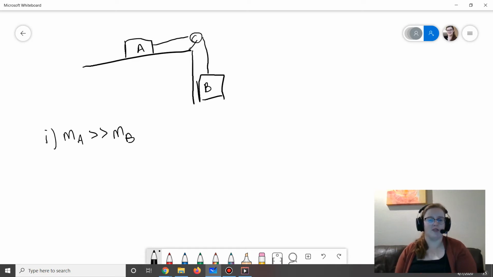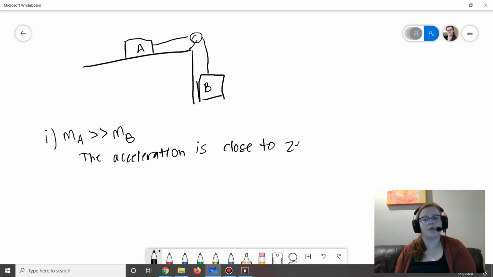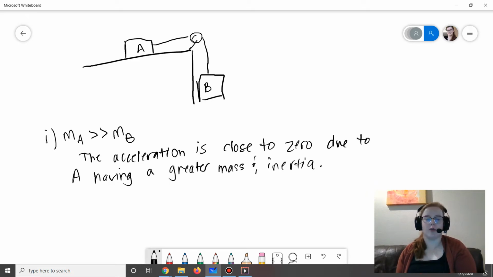So whenever we answer the question, we would say that the acceleration is close to zero, due to A having a greater mass and inertia. Inertia is important here, right? Because we want to explain exactly why the block isn't going to move. It's all well and perfect to talk about its mass, and in fact that's exactly what affects its inertia, but we want to specifically address the inertia because that's what relates to its motion. So since A has that greater mass and the greater inertia, we know that little b isn't going to be able to move it that much.